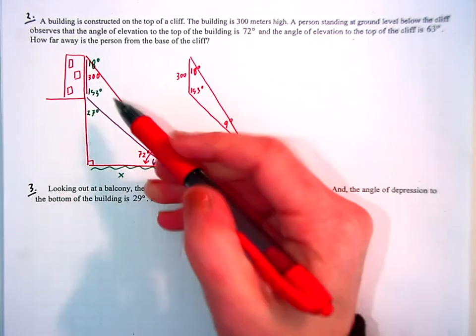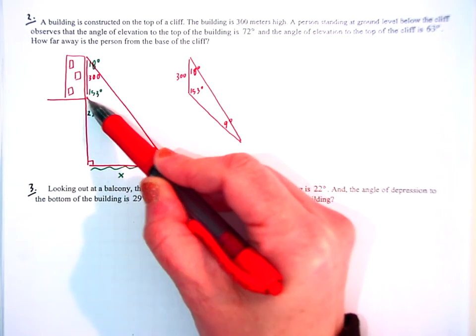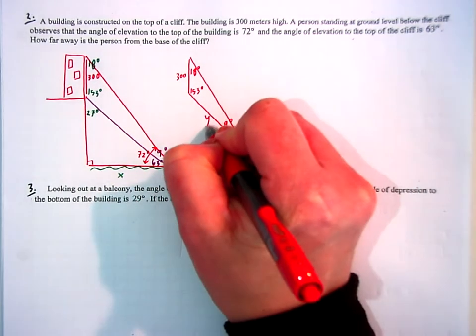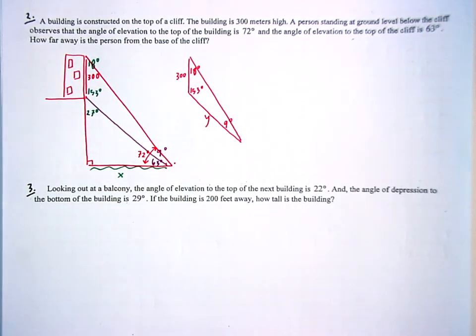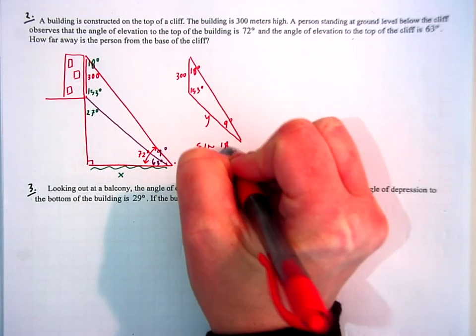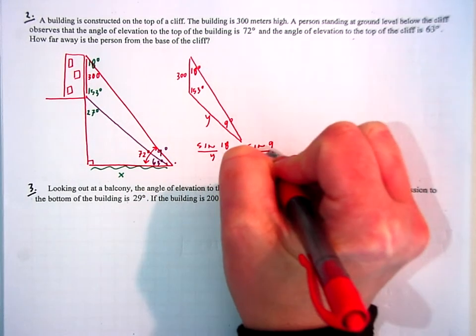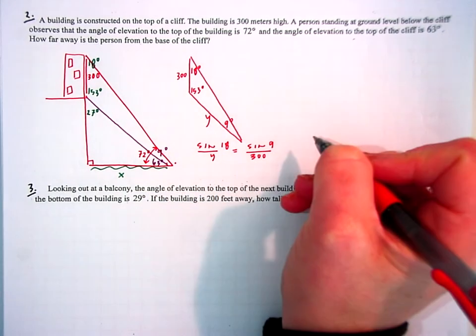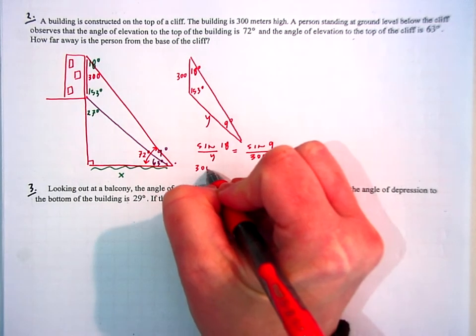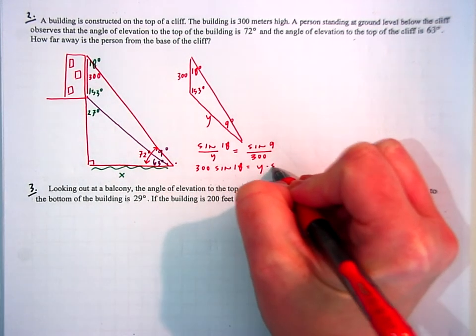And I see, oh, well, I could solve for this portion right here, the person to the base of the building, right, the top of the cliff right there. I'm going to call that Y. So I see that I have an angle with the side opposite. I could use the law of sines to get to what I've marked as Y. So building my proportion, I can say that sine 18 is to Y, just as sine 9 is to the 300. Okay, cross multiply, and 300 times sine 18 equals Y times sine 9.